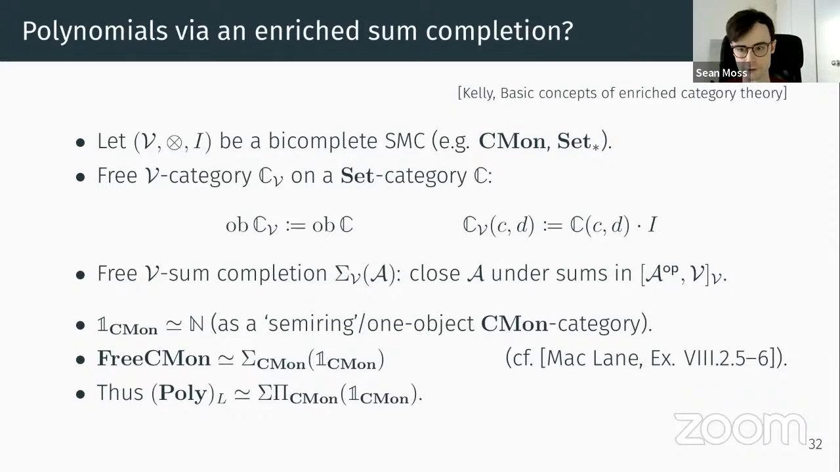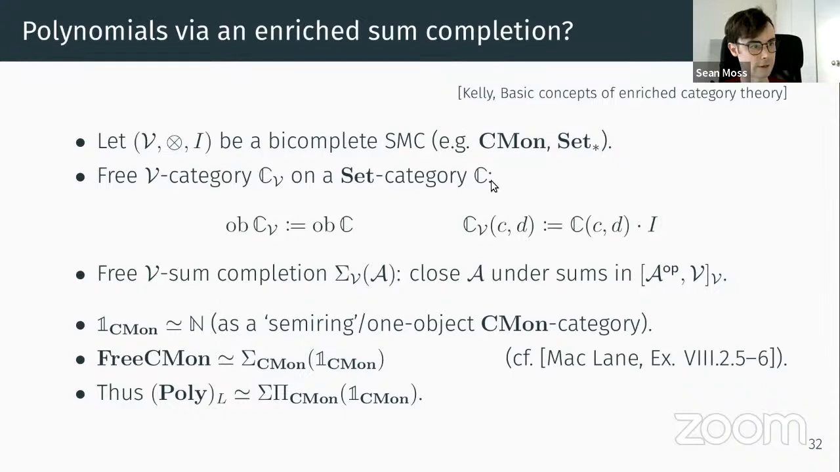So this is the final slide. I'll just end with a thought on making the Diller-Nuss dialectica category look a bit more like a free sum product completion. So let's fix a bicomplete symmetric monoidal category V, and my main example will just be commutative monoids. So I'm going to borrow two facts from Kelly's book.